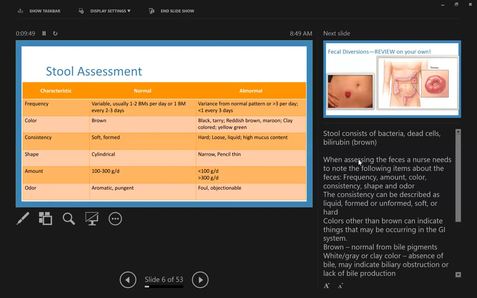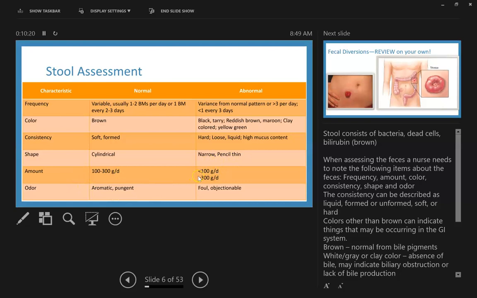Clay colored would be liver problems. Yellow green, what they're talking about here is infection, like there's pus and stuff with it. Otherwise, to have just a green bowel movement doesn't really mean anything. It could just be because of what you ate. It's not necessarily abnormal. Consistency, soft and formed. Abnormal would be very hard or loose liquid, or maybe a lot of mucus. Shape, cylindrical. Abnormal would be narrow or pencil thin.